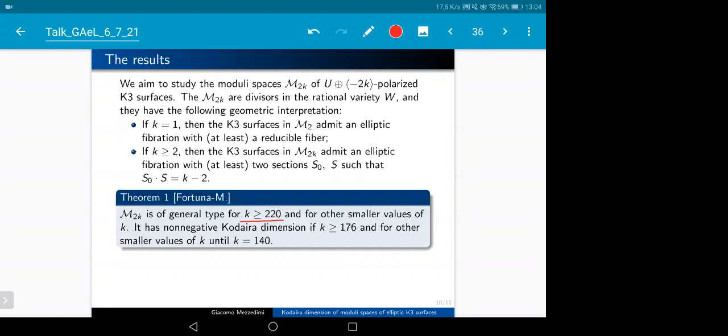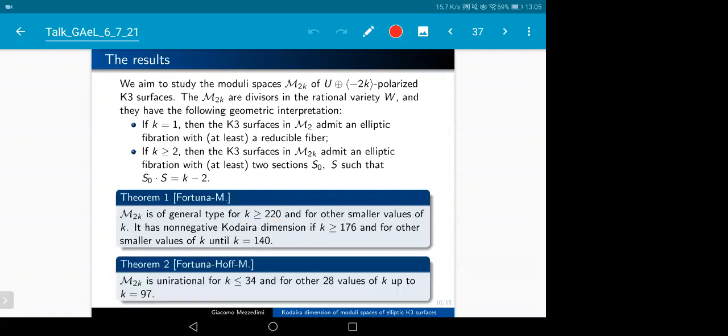In this case, big enough means at least 220. And we have information about smaller values of k. And on the other side of the spectrum, we have theorem 2 that says that these moduli spaces are unirational for small values of k. And we actually have a lot of cases in which these moduli spaces are unirational. In particular, it holds for k smaller or equal than 34. The biggest value for which we are able to show unirationality is 97.